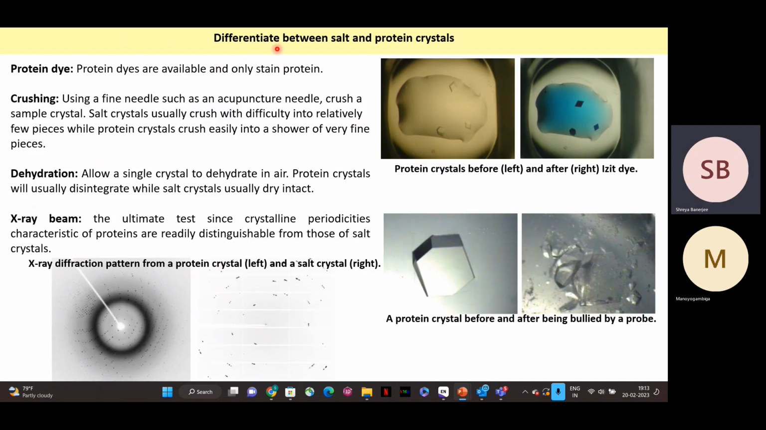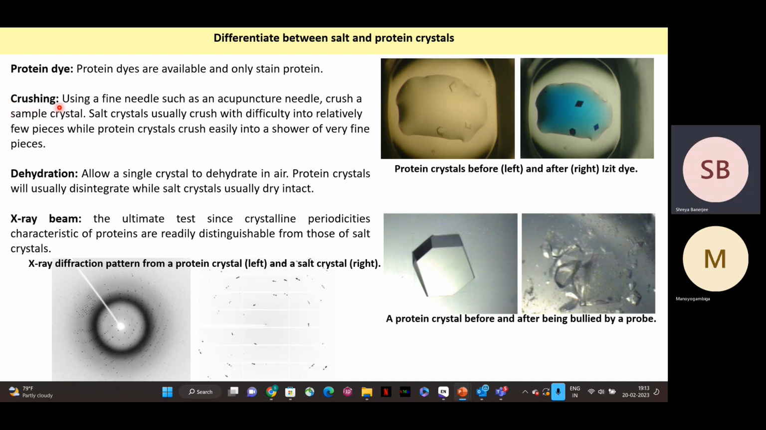Now, there are certain very distinctive differences between the crystals of salt and protein. Firstly, there are certain dyes which are available and stain only protein crystals. One of them is the IZIT dye. So this left diagram shows protein crystals before dyeing, and this right diagram shows after adding the IZIT dye. So IZIT dye selectively stains protein crystals, and this shows that this is the crystal of a protein.